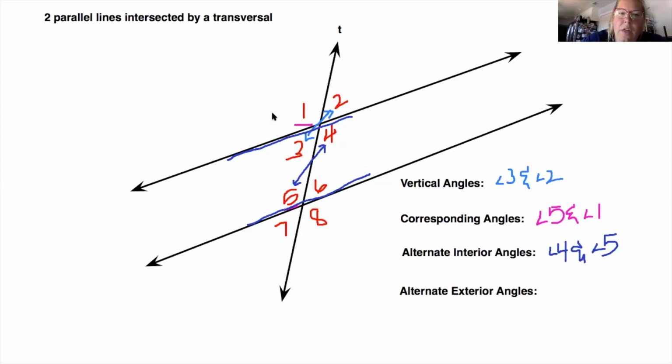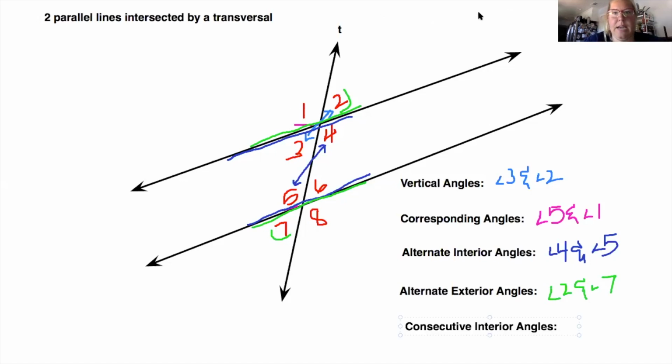Versus alternate exterior, on the outside of the parallel lines and alternate. So on the opposite side of the line. So we have angle 2 and angle 7. We could also say that 1 and 8 are alternate exterior angles. They're on the outside and they're opposite from one another.